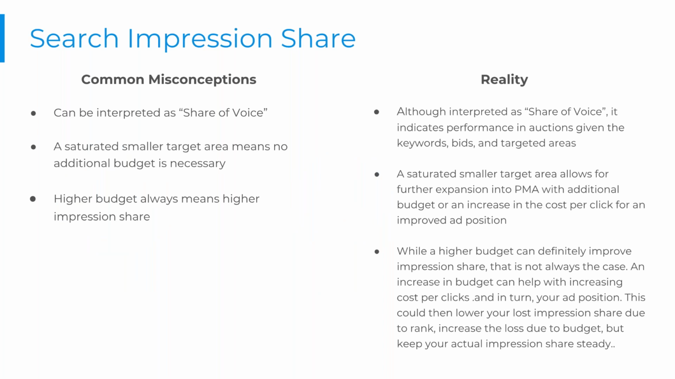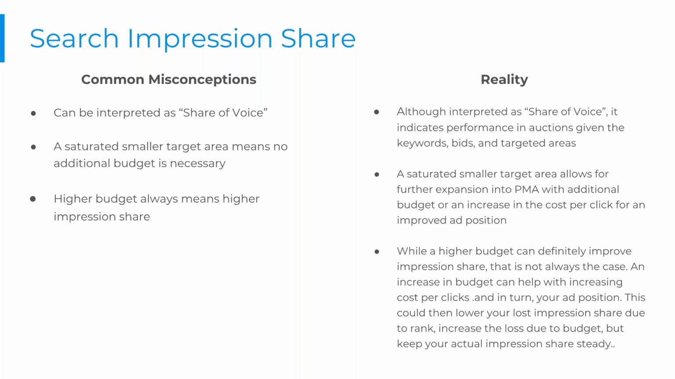Now for some common misconceptions. So the first one is that search impression share can be interpreted as share of voice. In reality, what it does is indicate performance in search auctions with the given keywords, bids, and targeted area. Another misconception is that a saturated, smaller target means no additional budget is necessary. In reality, a saturated, smaller target area allows for further expansion into your PMA with additional budget or an increase in the cost per click for an improved ad position.